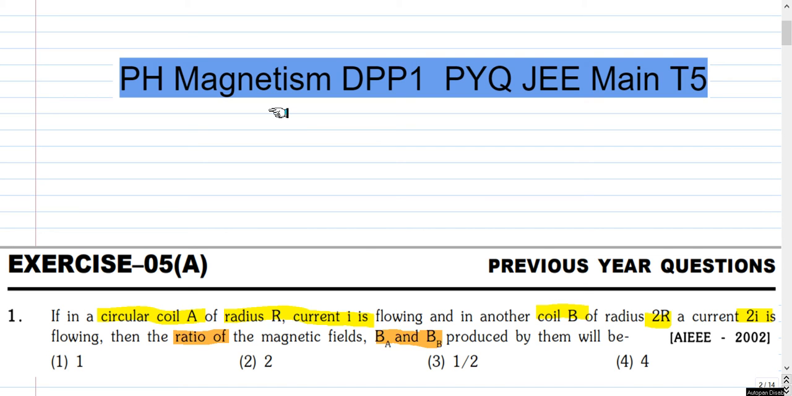In this video, I will discuss some magnetism problems from previous year's question papers of JEE Main. This is the first question. If in a circular coil A of radius R, current I is flowing, and in another coil B of radius 2R, a current 2I is flowing, then the ratio of the magnetic fields BA and BB produced by them will be. You can pause and attempt this question.